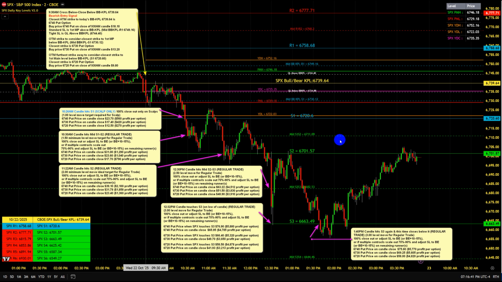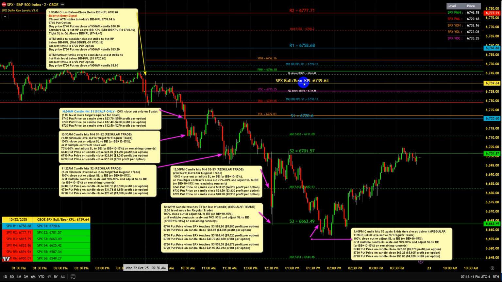The midpoint levels are used for several different purposes. One is they are used for standard stop losses, which we will get around to here in a few moments to show you how that worked on the trades today. They are used for standard stop losses on bullish or bearish trades depending on the level that you are taking the trade from.